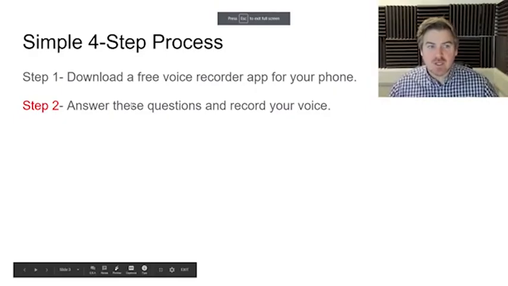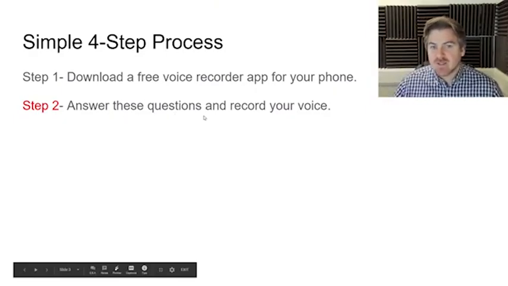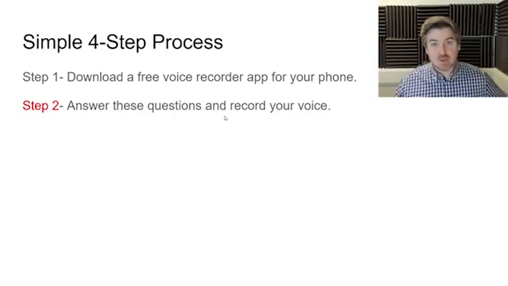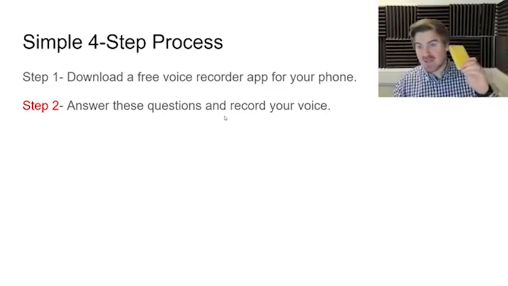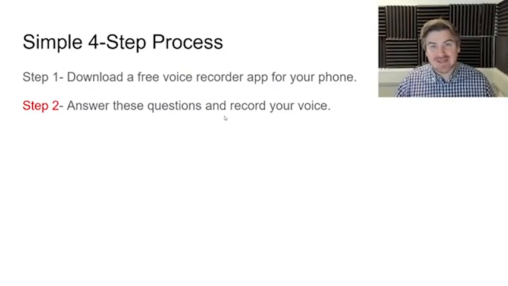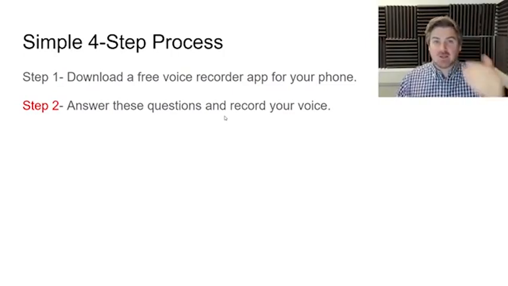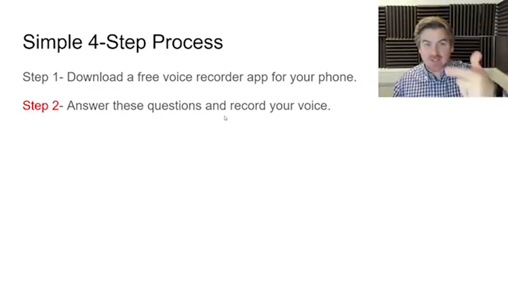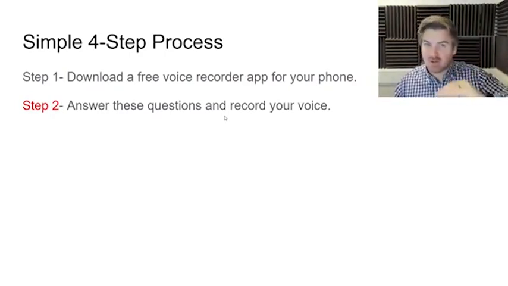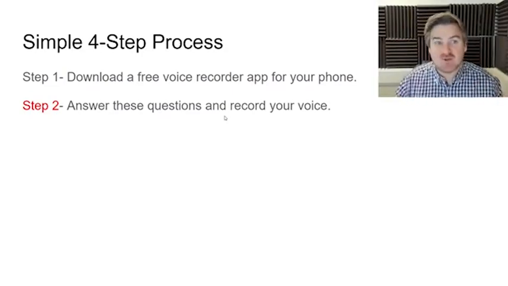So step 2 in the 4-step process, answer these questions and record your voice. You should have a phone, you should have an app on your phone that records your voice. You're going to look at these questions and don't pre-prepare the questions, don't research the questions, just pretend that you are in the actual exam and you are reading the questions the same way that the examiner would be asking you those questions. So look at the question, answer it. Second question, answer it. Third question, answer it. That's all you have to do.